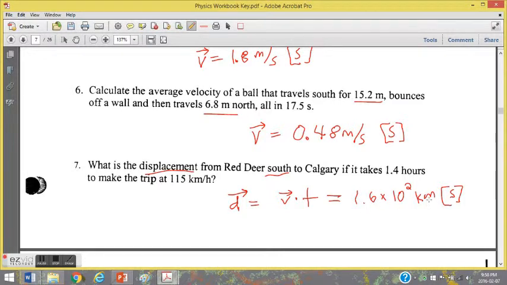1.6 times 10 to the 2 kilometers south. Again, if you just punched it in, I believe it comes up as 161 kilometers.